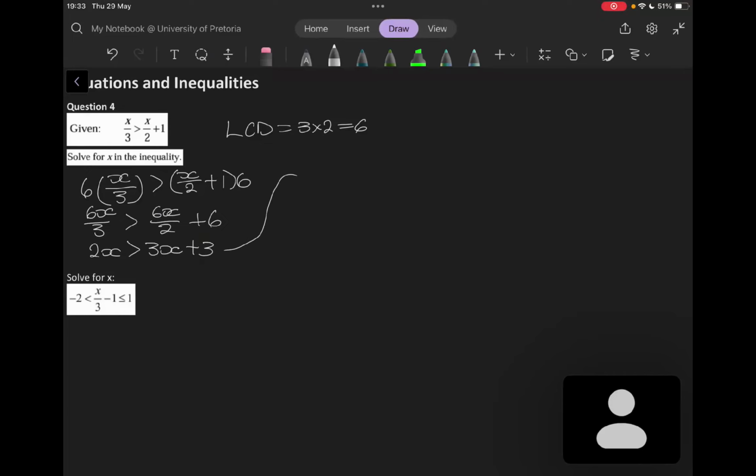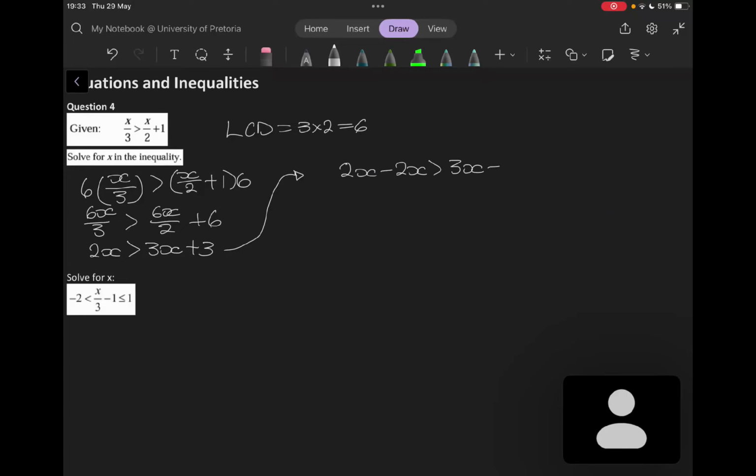I'm just going to continue on that side. The next step is to get all our x's on one side. In this case, I'm choosing to bring all my x's to the right-hand side, right? Let's do that. So we have 2x minus 2x on the left. On the right, we'll have 3x.